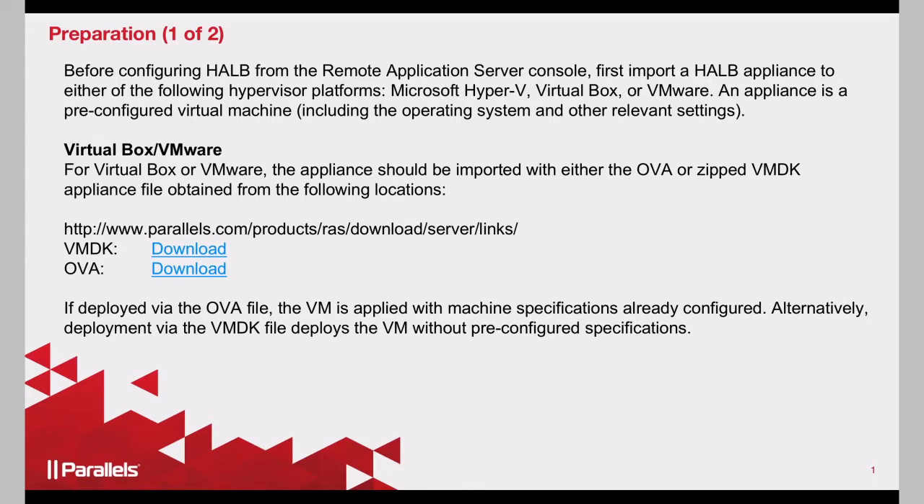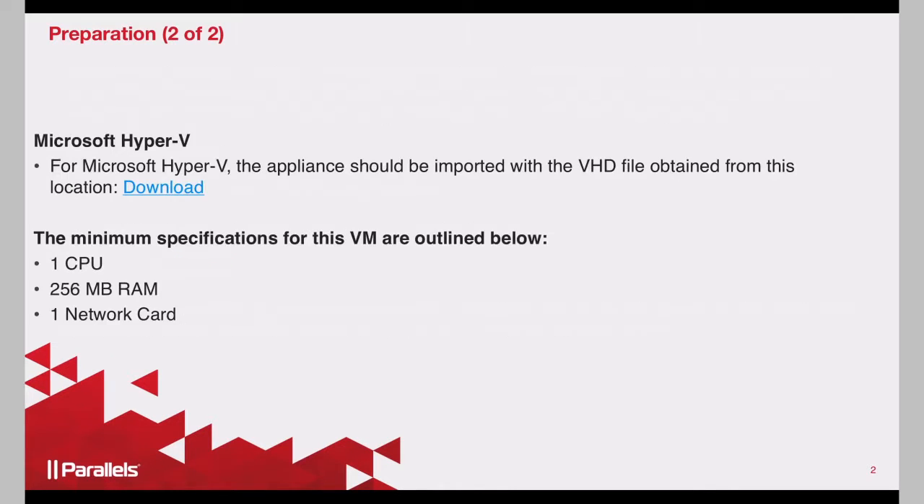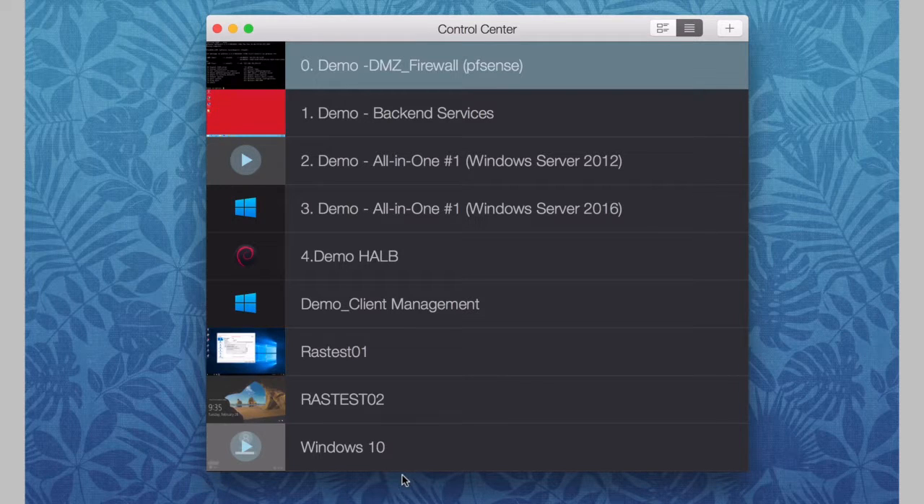You can download the media which has the HALB pre-configured for installation from our Parallels download page. You can download it in three different formats: VMDK, OVA, and specifically for Hyper-V, VHD format. The minimal requirements for the installation are one CPU, 256 megabytes of RAM, and one network card. Okay, so let's get started.